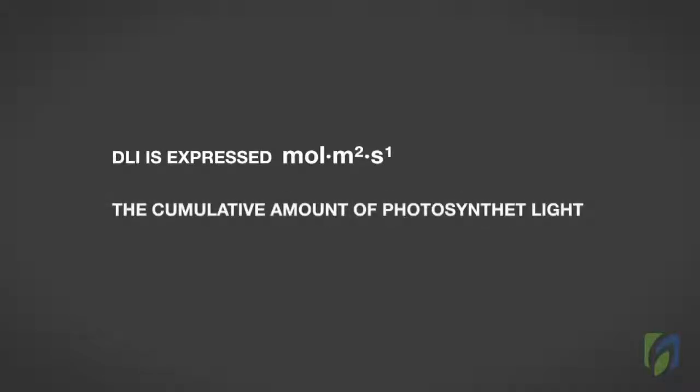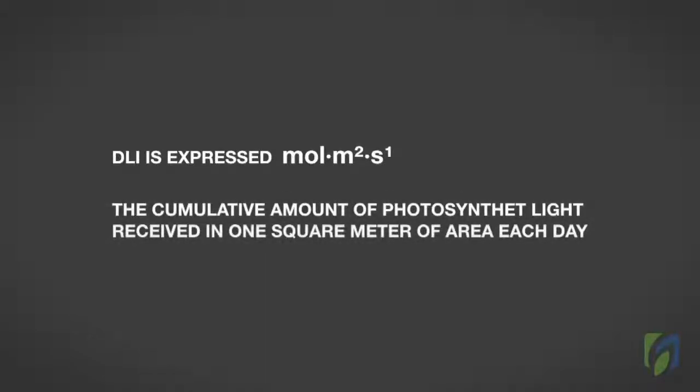Daily light integral is expressed in units of moles of light per square meter per day. DLI is the cumulative amount of photosynthetic light received in 1 square meter of area, 10.8 square feet, each day. Photosynthetically active radiation.